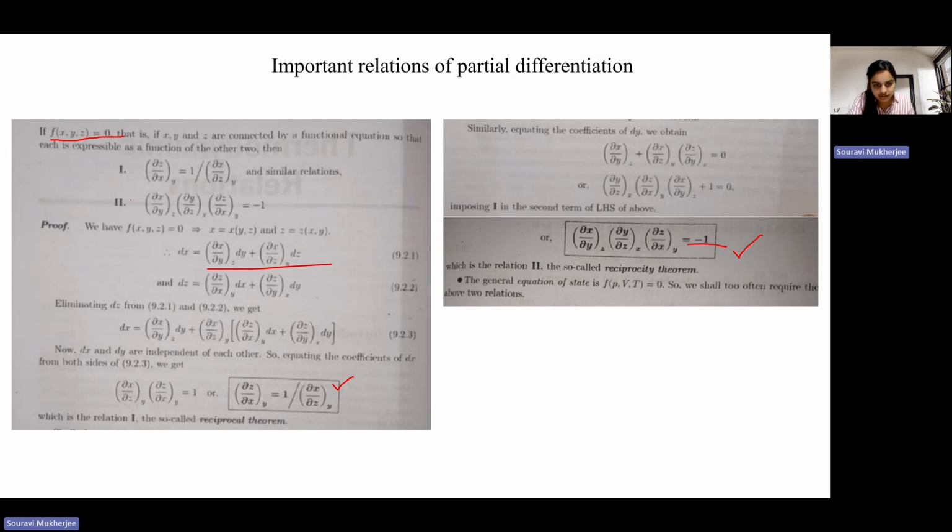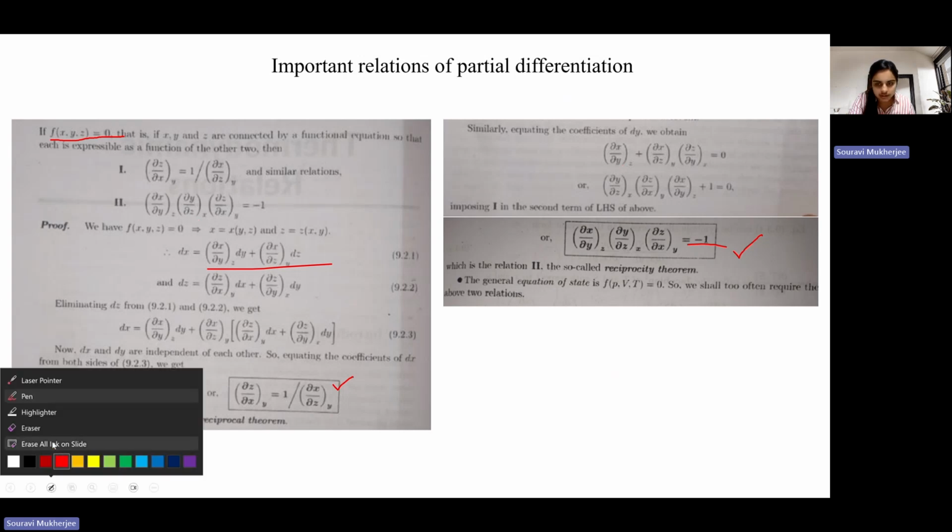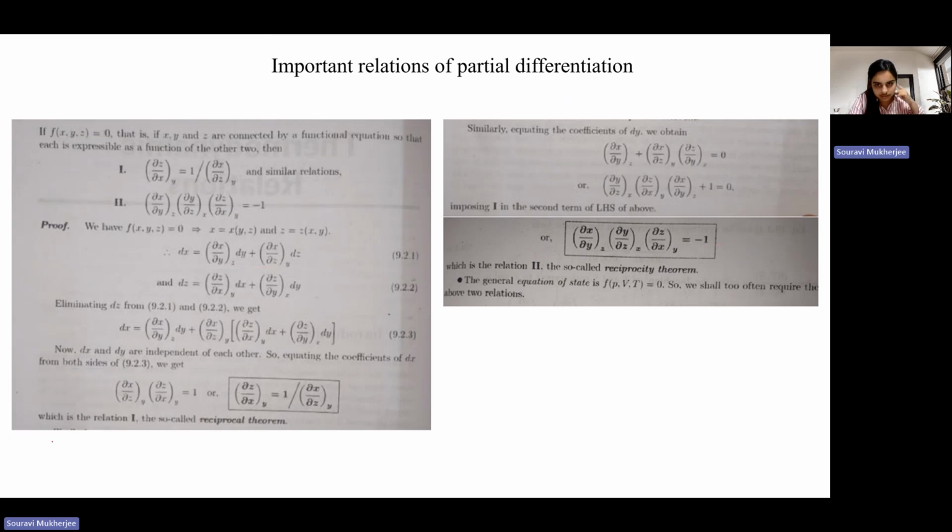So these two relations, the reciprocal theorem and the cyclic theorem or reciprocity theorem, are very important whenever you're dealing with partial differentiation. And that will be very useful when you're dealing with questions associated with thermodynamics and statistical mechanics and all that.